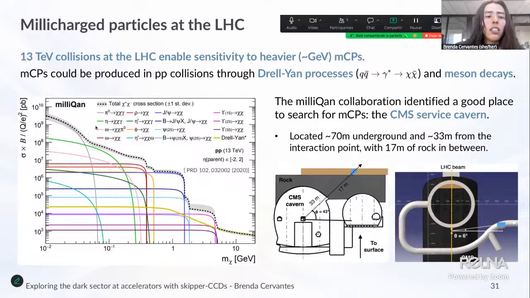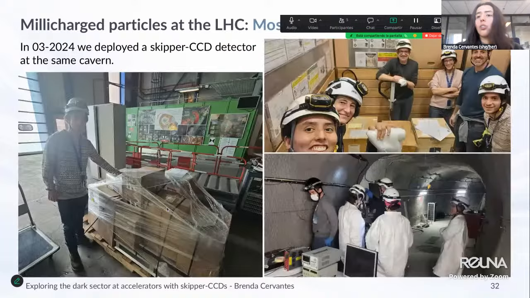Here you can see the plot that Milliqan has made of the expected rate of millicharged particles they would see coming from different processes. So we talked with the Milliqan team and they shared the space. We moved a setup with a skipper-CCD detector to the very same cavern. We did that in 2024.